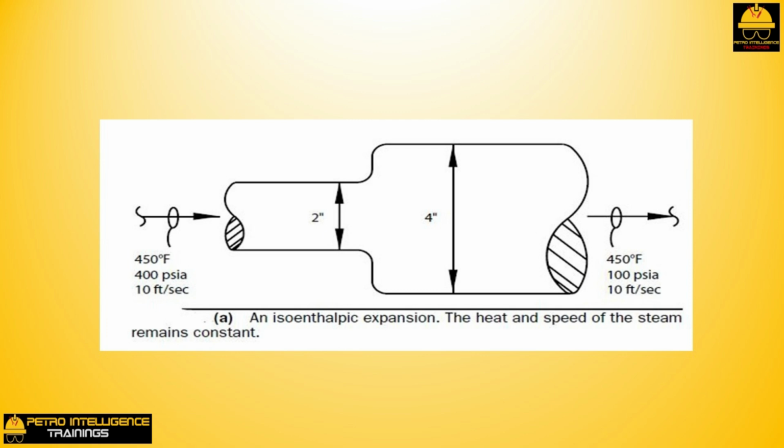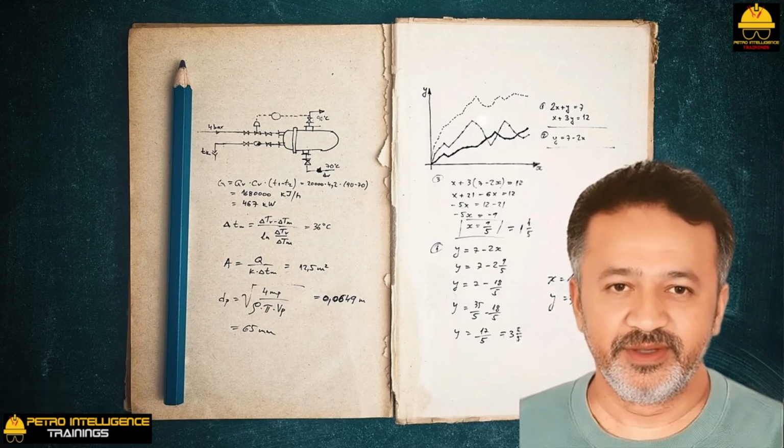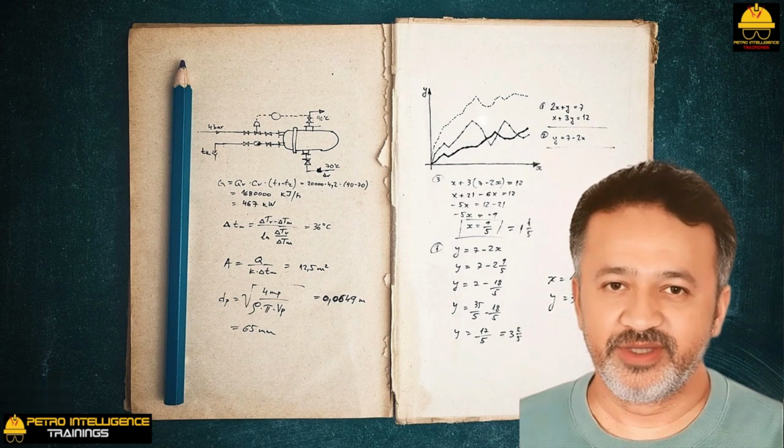It's like taking a girl on a date to an expensive restaurant. At her front door, she says, "I had a wonderful time." Thanks. What have you accomplished? Nothing. Isoentropic expansion.